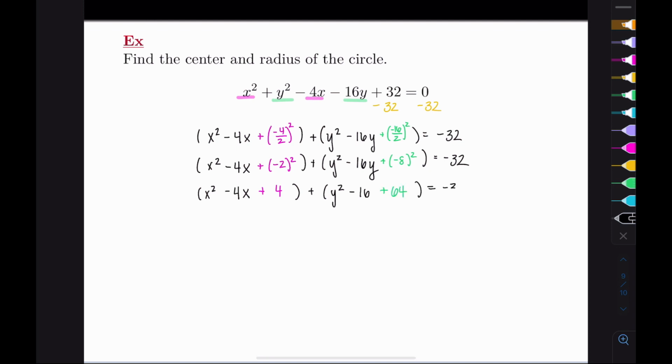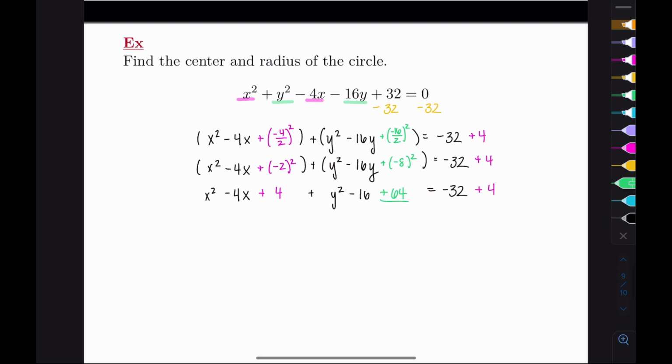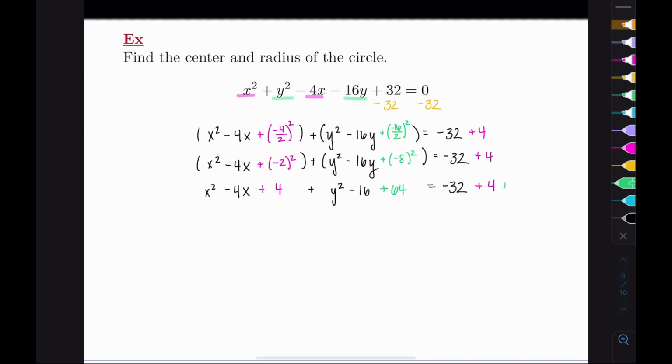The beauty about this one is I don't have any numbers out front. Really, I can drop these parentheses, they do absolutely nothing. On the left-hand side of the equation, I've added 4. I've got to do exactly the same thing to the right-hand side. On the left-hand side, I've added 64, so I've got to do exactly the same thing on the right-hand side. So we add 64 to both sides. It's so much easier to balance the equation, because what you do to one side, you do to the other side.